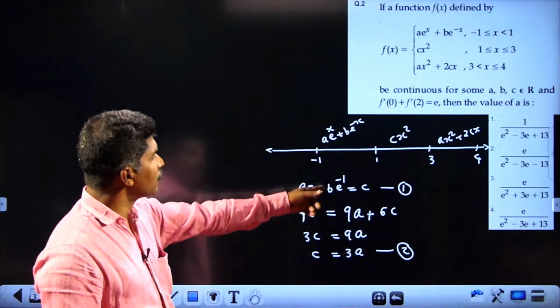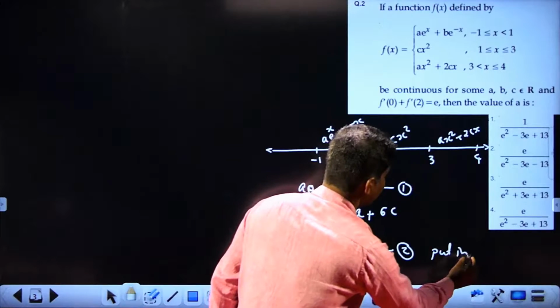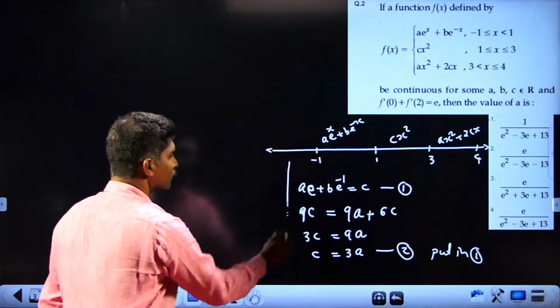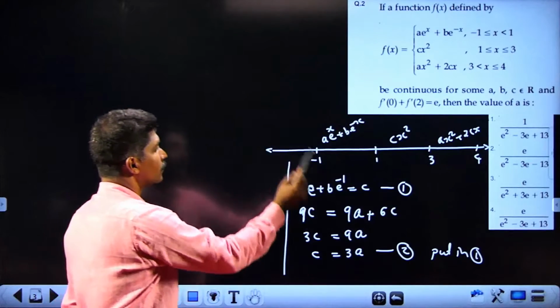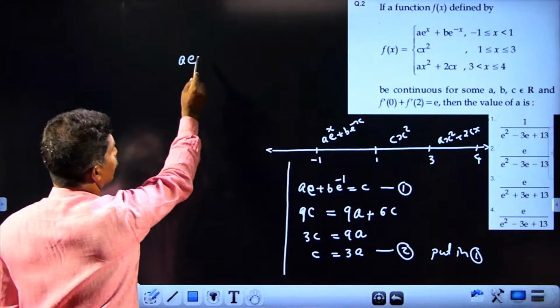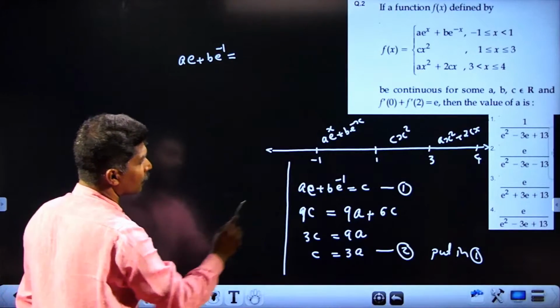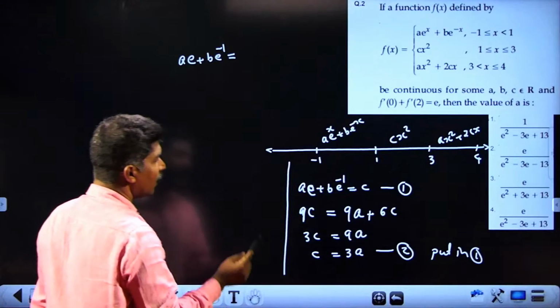So that value you can substitute in equation number 1. Substituting in equation number 1, we get a into e plus b into e raised to minus 1 is equal to c. That c is 3a.